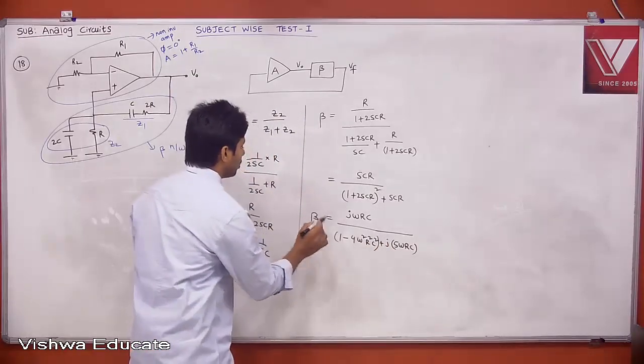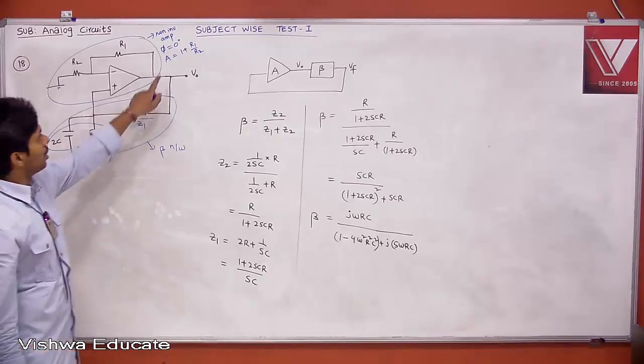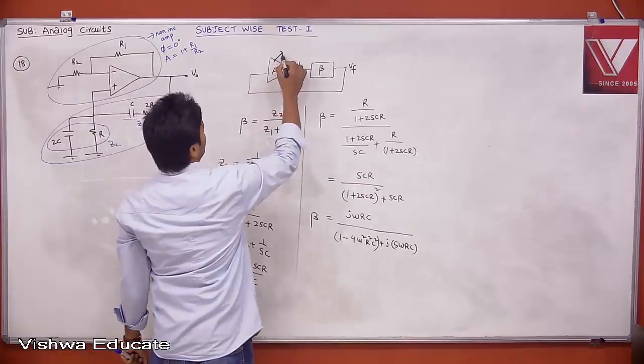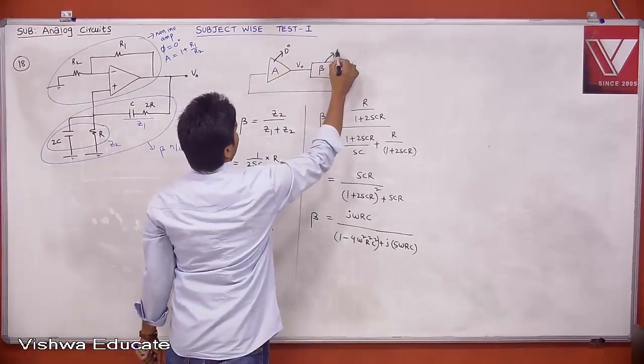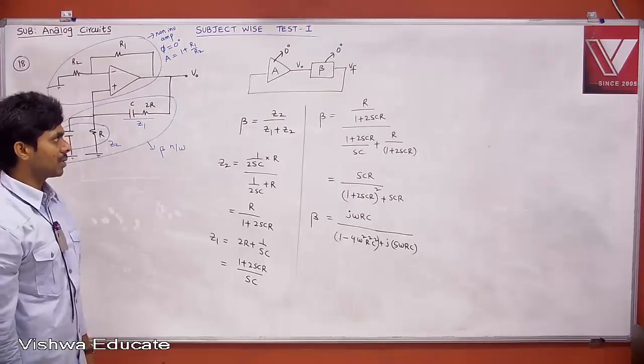And we know that according to the Barkhausen criteria, the total loop phase shift must be equal to 0 degrees. Already your phase shift by the non-inverting amplifier, your open loop amplifier, is 0 degrees. Only when you get 0 degrees from the beta network, then only the total loop phase shift, which is 0 or a multiple of 2 pi, is satisfied.